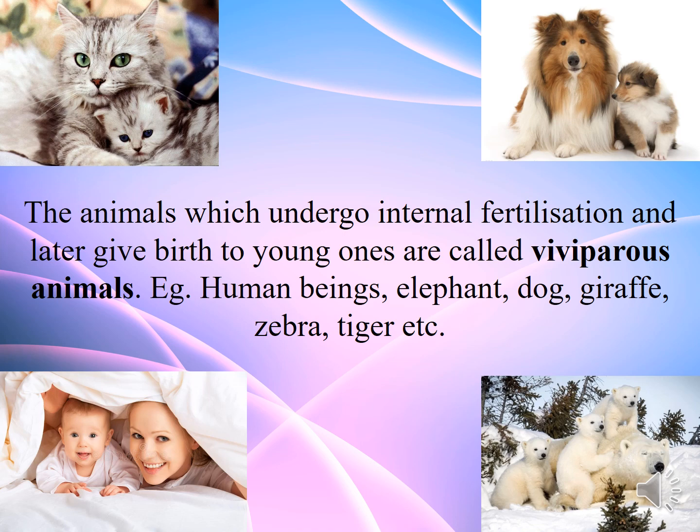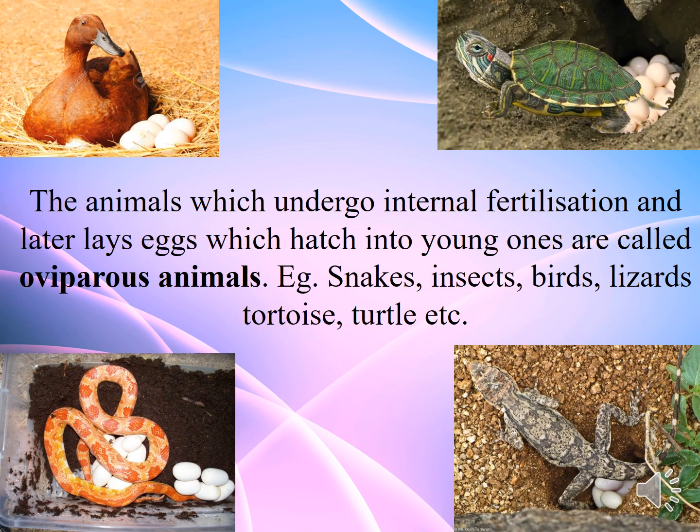As we have seen, those animals which undergo internal fertilization and later give birth to young ones are called viviparous animals. Example, all higher animals including human beings, elephant, dog, giraffe, zebra, tiger, etc. But those animals which undergo internal fertilization and later lay eggs which hatch into young ones are called oviparous animals. Example, snakes, insects, birds, lizards, tortoise, turtle, etc.